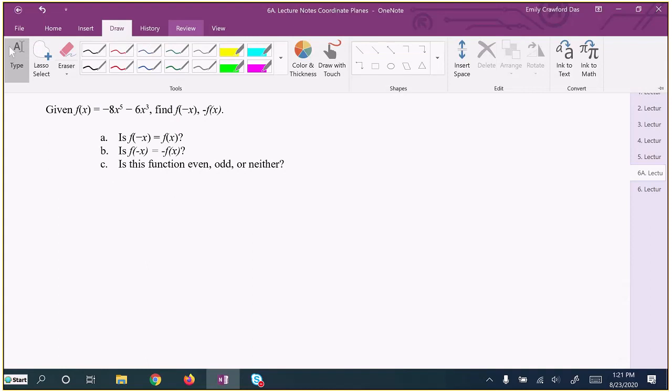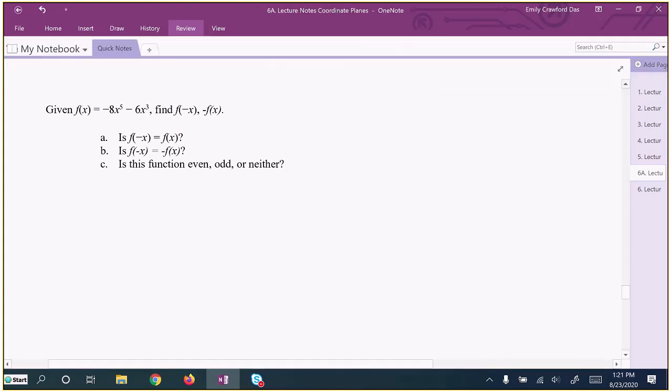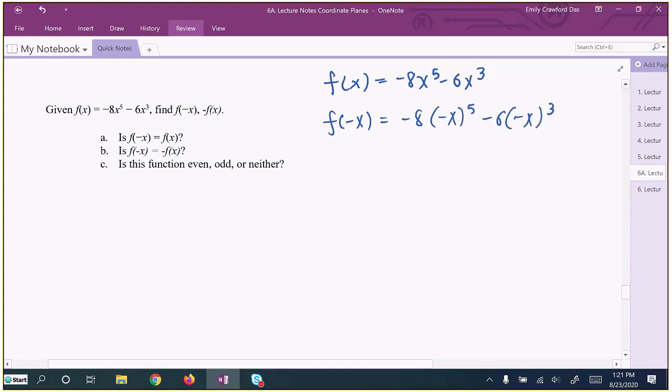How about minus 8x to the 5th minus 6x cubed? Let's say first we have f of x equal to minus 8x to the power 5 minus 6x cubed. Let's find f of minus x, plugging in minus x anywhere I have an x, so this is minus x to the power 5 minus 6 times minus x to the power 3.